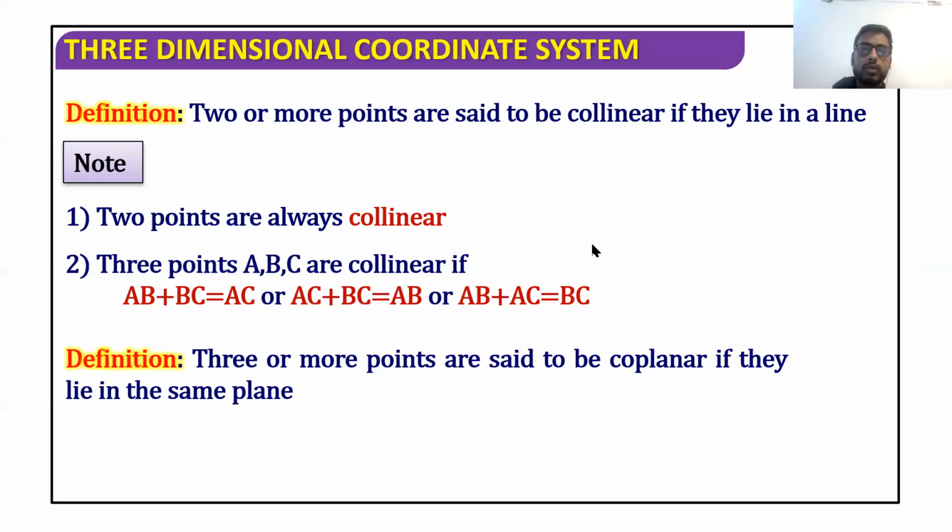Three or more points will be coplanar if the box product is equal to 0, and three or more points can be collinear if I am able to show them in the following manner, where addition of two sides is equal to the third side. I can also say that three points are collinear if I can represent them as scalar multiples of each other. For example, if I find AB bar and AC bar and show that AB bar is equal to K times AC bar, then I can say that the three points A, B, and C are collinear points.